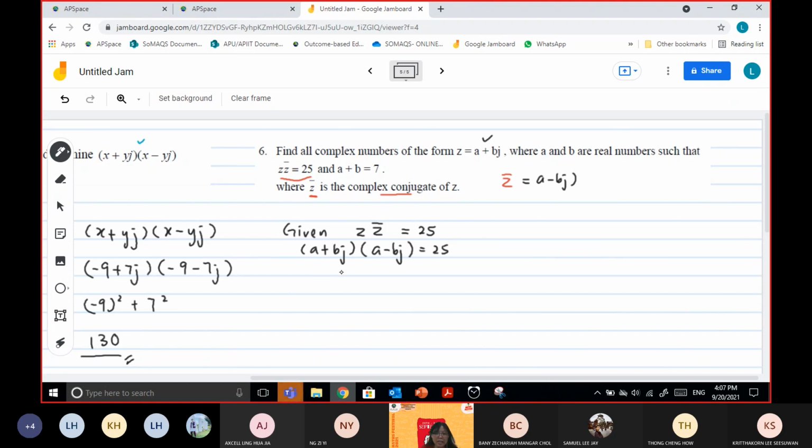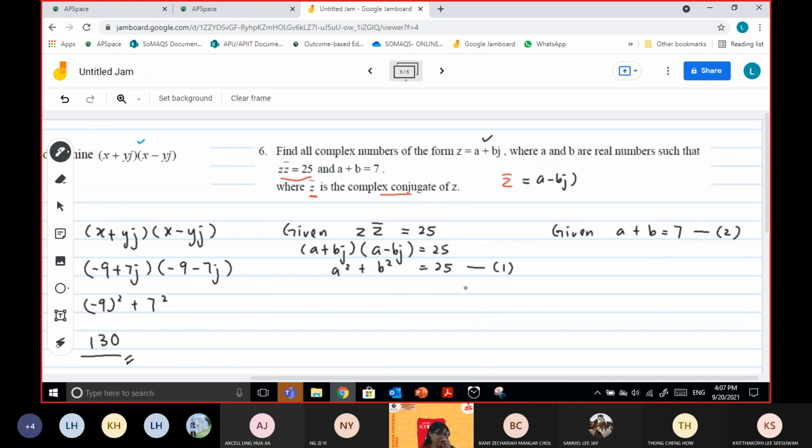Remember how we calculate it faster. That means a squared plus b squared equals 25. This is the first equation. After that, you are given another equation: a + b = 7. So now you need to solve these simultaneously.